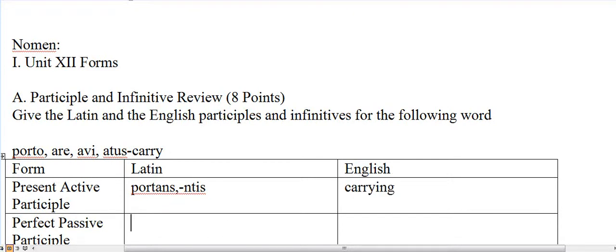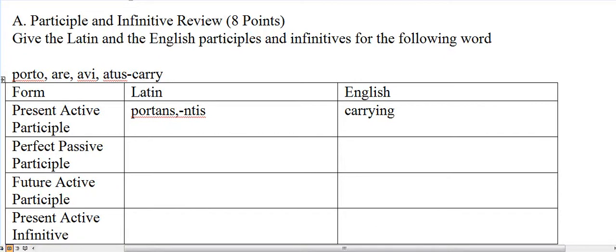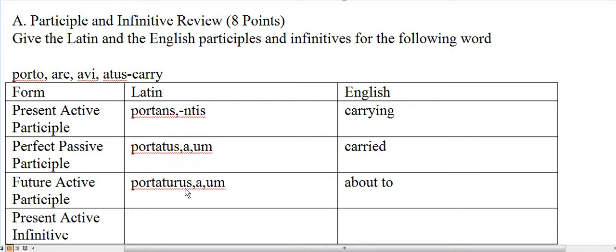The perfect passive participle should just be easy points. If you know what it is, it's already given to you. It's just the fourth principal part, portatus, and this is the same for all verbs. All you have to do is put the fourth principal part in here. And this would be carried or having been carried. Also, the future active participle should be easy points, because you take the fourth principal part, you take off the US and add URUS, and this would be about to carry.